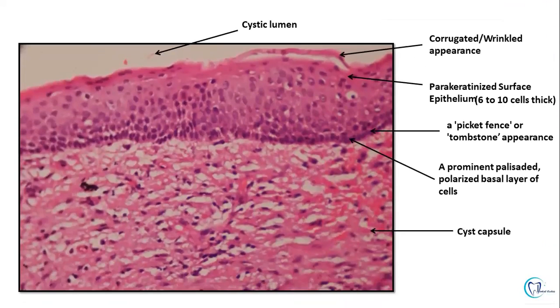In the high power view, all the features can be appreciated, such as the presence of cystic lumen, the cyst capsule. The epithelial lining is parakeratinoid stratified squamous epithelium, which is 6 to 10 cells thick. The surface shows a corrugated wrinkled appearance, and there is polarity of the basal cell layer, which shows palisaded arrangement, and the nuclei are arranged in a picket fence manner.